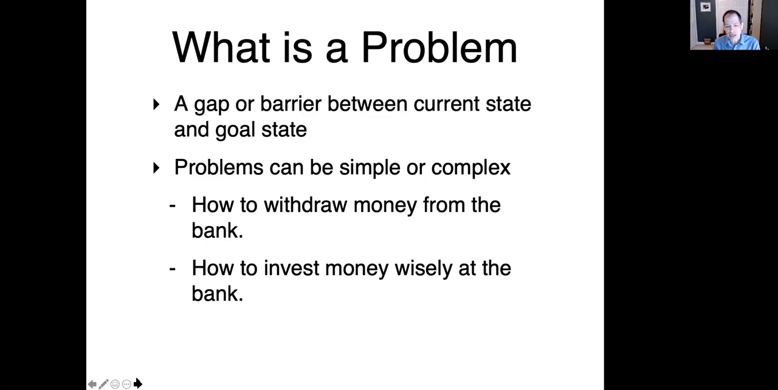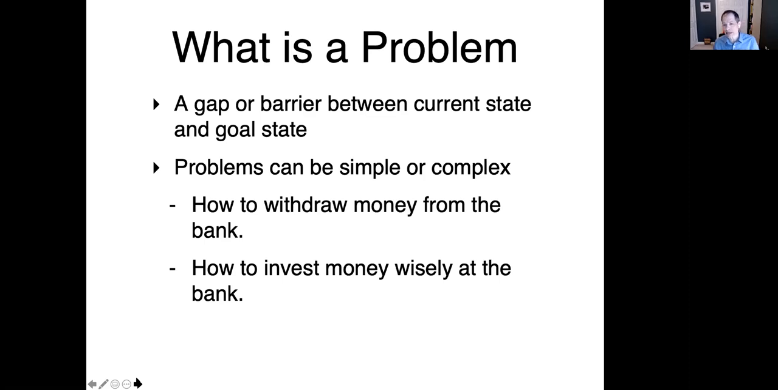So this year, when most of us had to adapt to online learning, a lot of the strategies we've used in the past to help solve problems like how to keep up with your coursework and how to obtain a good mark in class just weren't there, right? So we didn't have a lot of those ready-made solutions. So the obstacle or the gap was a little bit bigger. Problems can be simple or complex.